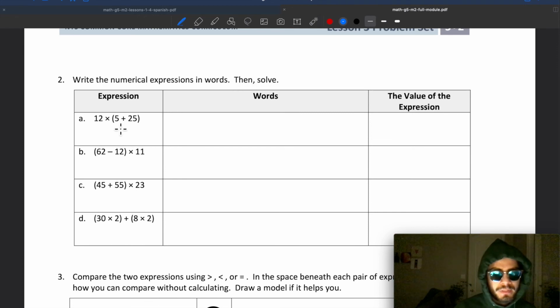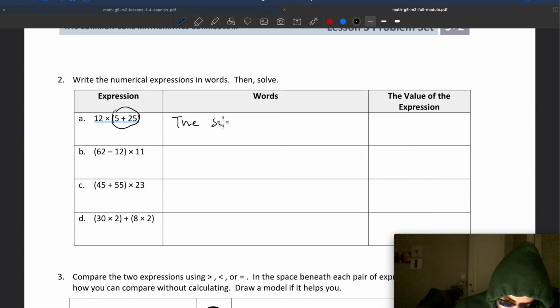So first write the expression using words, and then you put the value of the expression by solving. So what I see here is 12 copies of the sum of 5 and 25, or the sum of 5 and 25 12 times. There's different ways to write it. So I'm going to write first this like this.